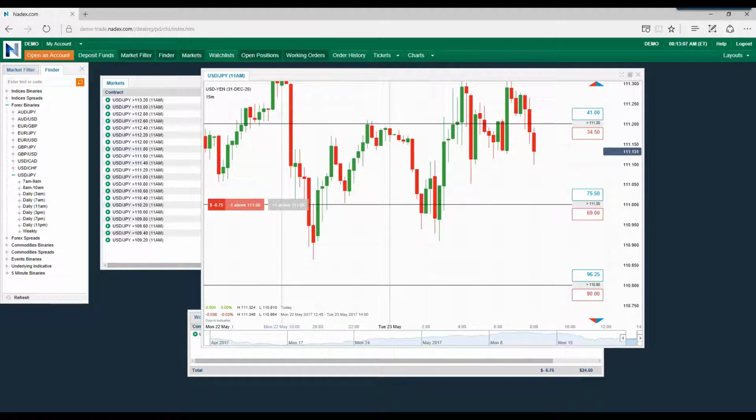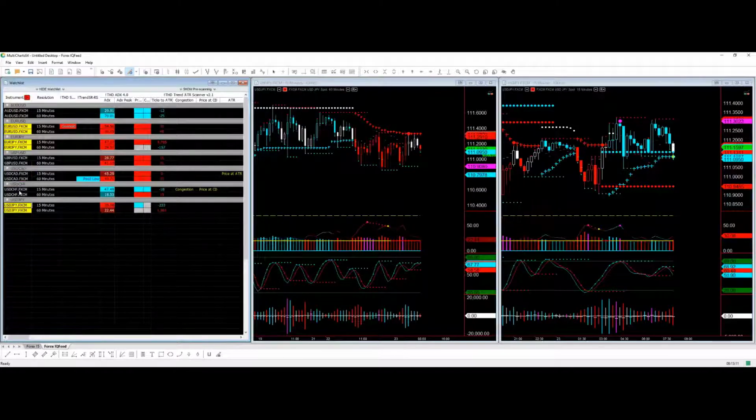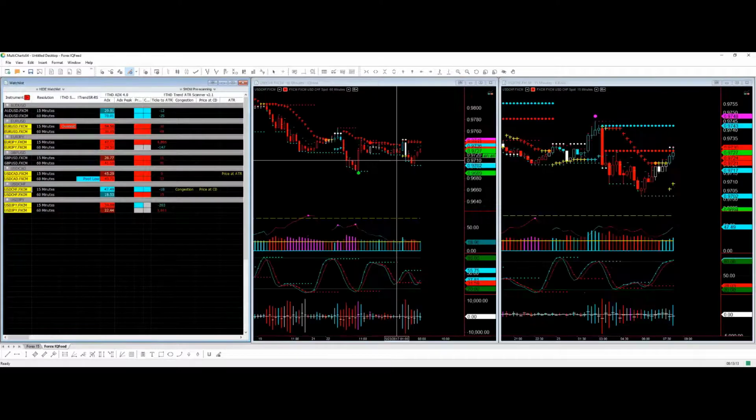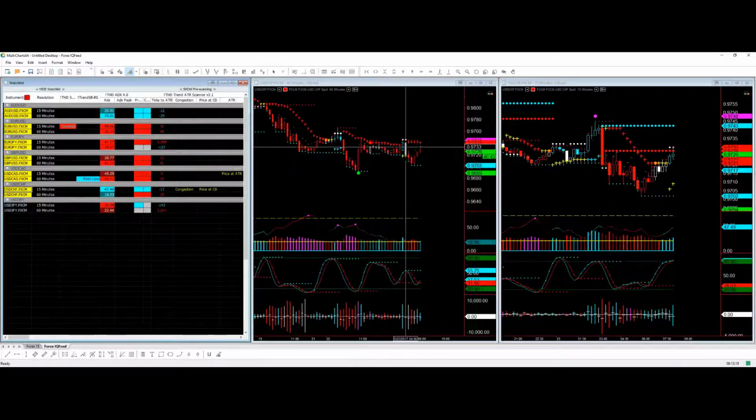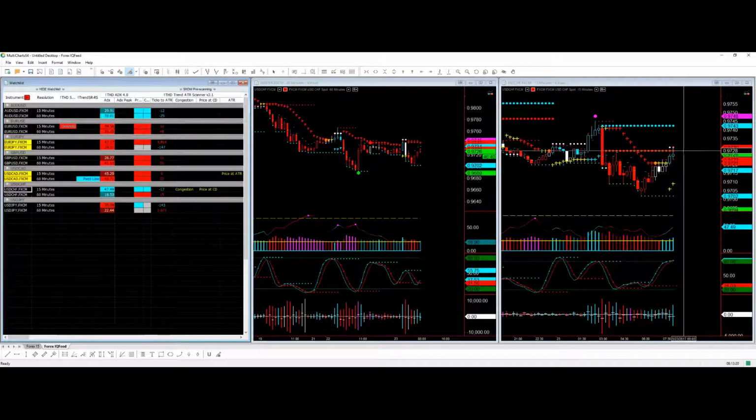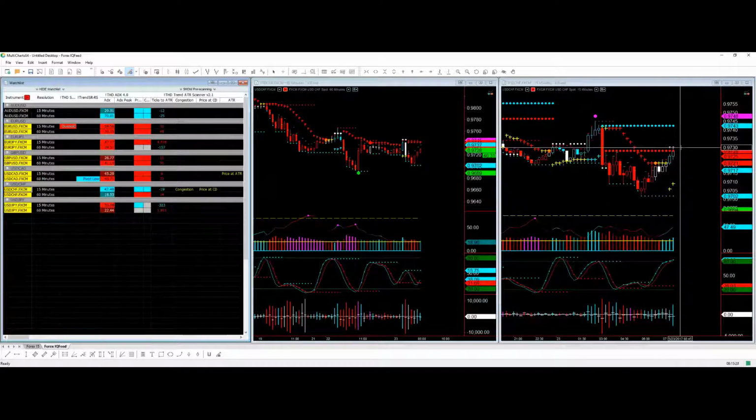All right, let's go back and look at the USD Swiss franc. And there's no trades right now. You are overextended right at this bottom range of the London opening. You also have a congestion dot up here. Still, I'm not really interested in this trade.